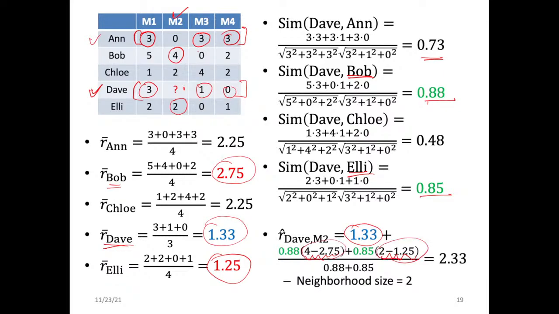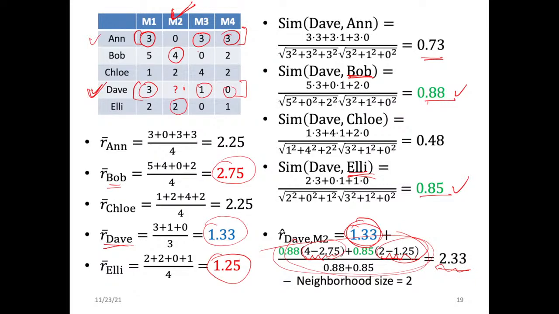Then I just use a weighted sum of these 2. And what are the weights? The weights are 0.88 and 0.85, which are their similarity scores to Dave. So this is my predicted result. Based on Bob and Ellie, we believe that movie 2 should be better than average for Dave by this much. Dave's average score is 1.33, and we believe that Dave will give a high score to M2 by this much. So this is our prediction.